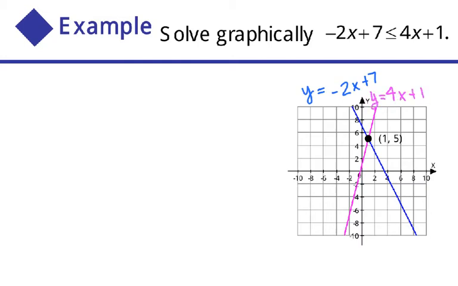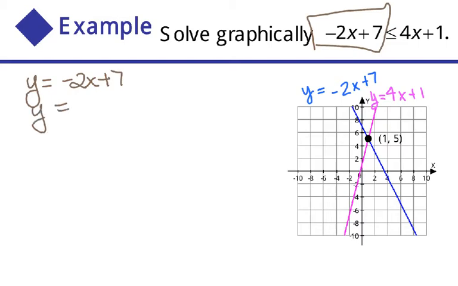So what we do is we take each side of it, and we make it an equation. y equals negative 2x plus 7, and y equals 4x plus 1. And we graph those two lines and see where they cross. They cross at 1, 5. So this 1 is our critical line. We need to know what happens on each side of that 1.